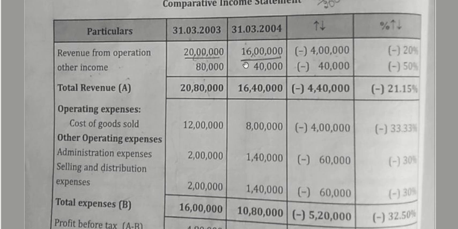20 lakhs was last year. This year it is 16 lakhs. If you see, it has decreased. So it is minus 4 lakhs. How much is your decrease? 4 lakhs. And the increase or decrease percentage is your last column. How do you find out your increase or decrease percentage? Your changes divided by your base year amount.